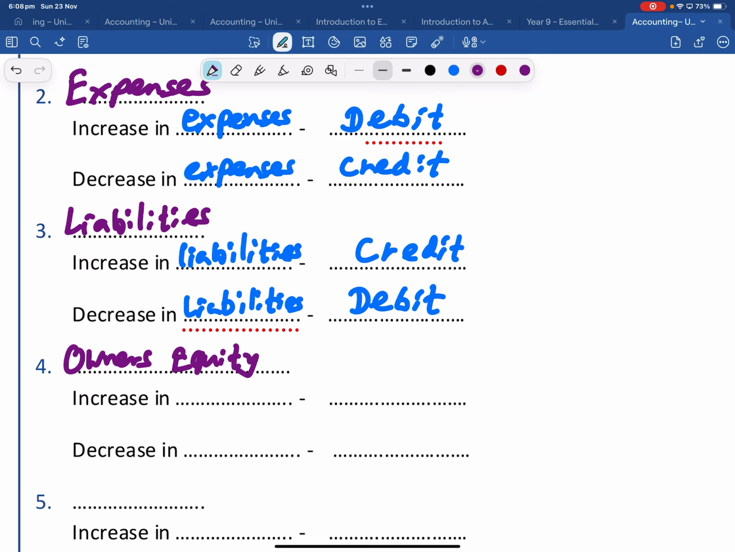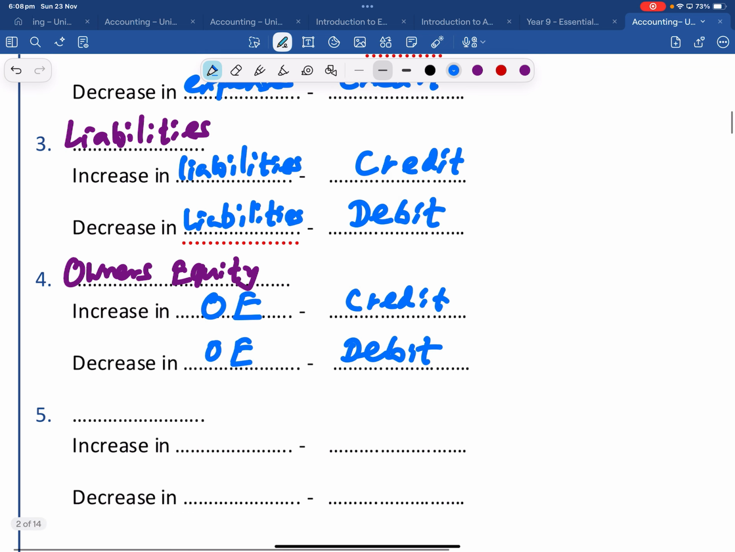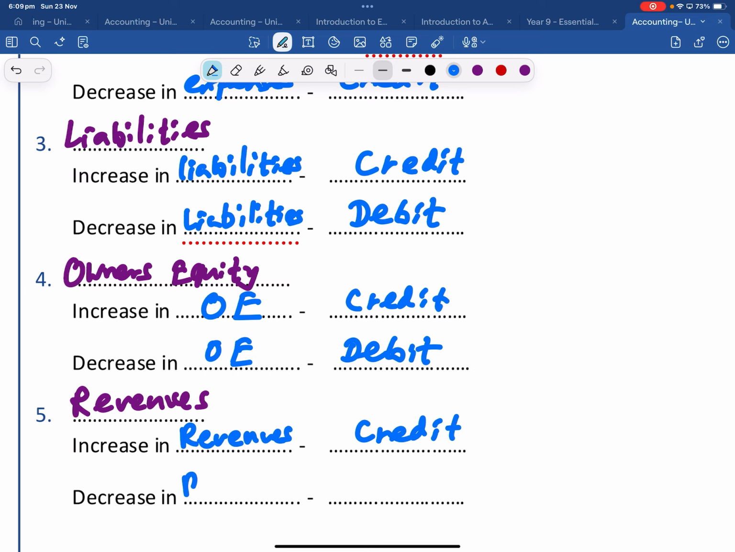Right, increase in owner's equity, I'll write it as OE, credit, and decrease in OE, debit. Next one, revenues, last one. Increase in revenues, credit, decrease in revenues, debit.